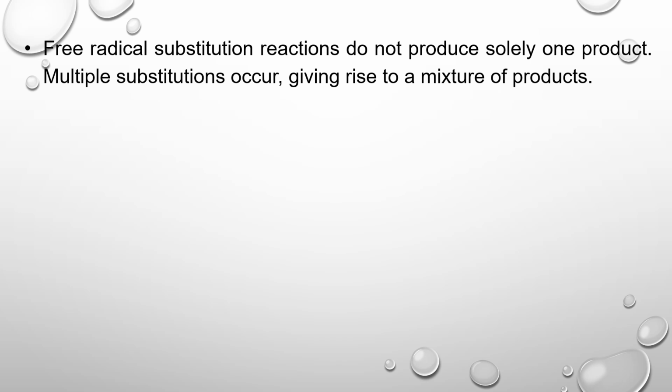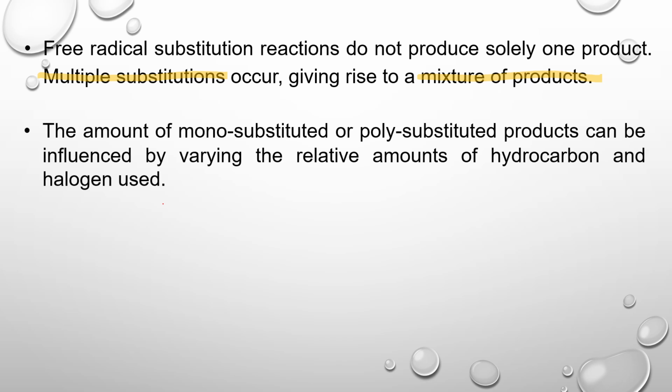Free radical substitution does not give only one product. Multiple substitution can occur, giving rise to a mixture of products. So that is my free radical substitution. Whether I get more of the mono substituted or the poly substituted product will be influenced by the amount of the hydrocarbon and the halogen that you add in.